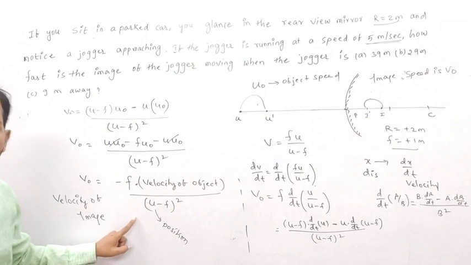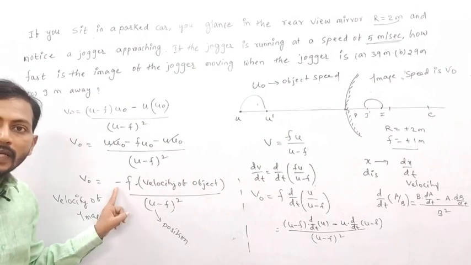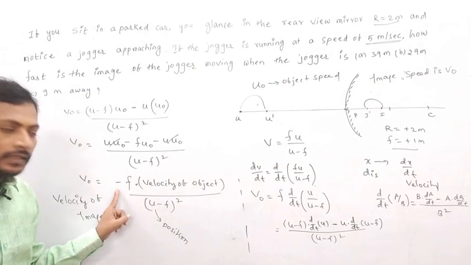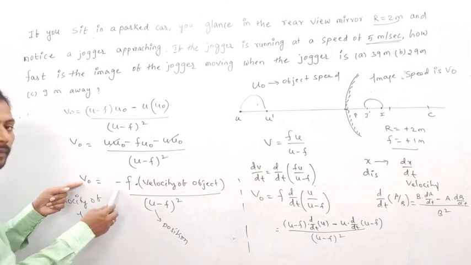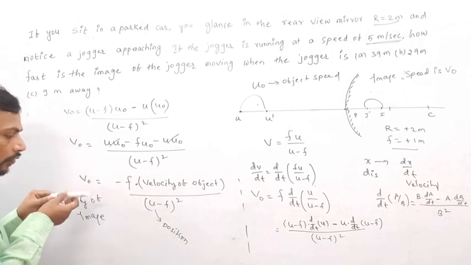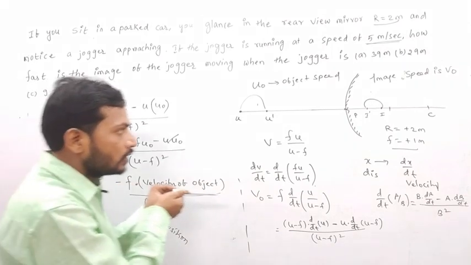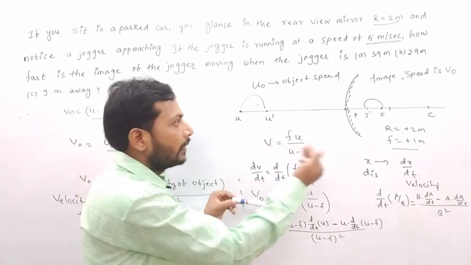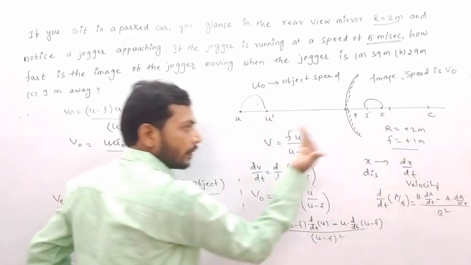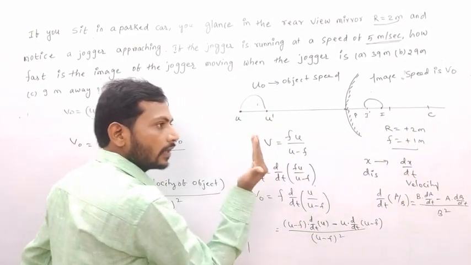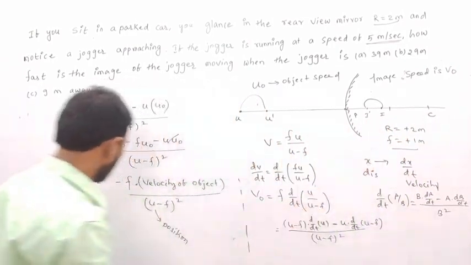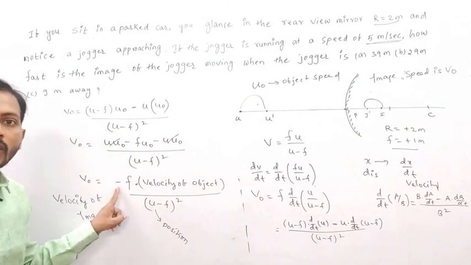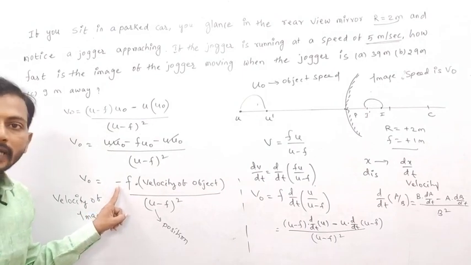If you remember this formula, what is the minus representing here? That minus is v dash, never negative. For example, if you are moving this side, meaning you are moving towards the mirror side, a jogger coming towards the mirror side means the image will come this side. Meaning the direction of the image and the direction of the object are in opposite directions. To represent that only, we got the minus here.